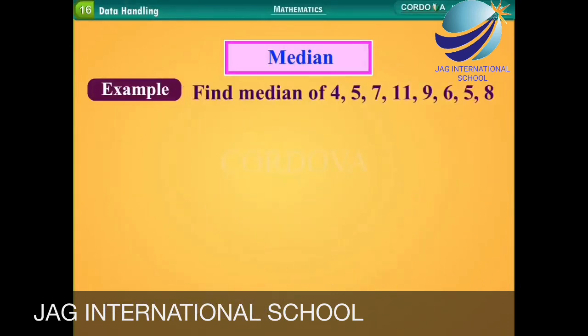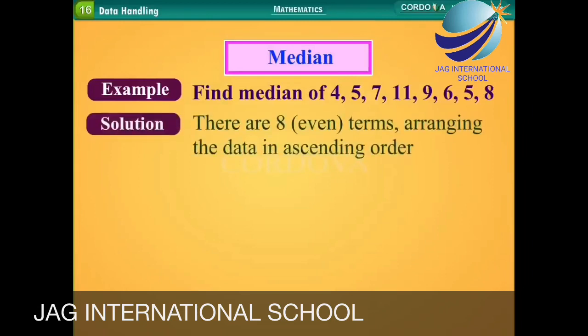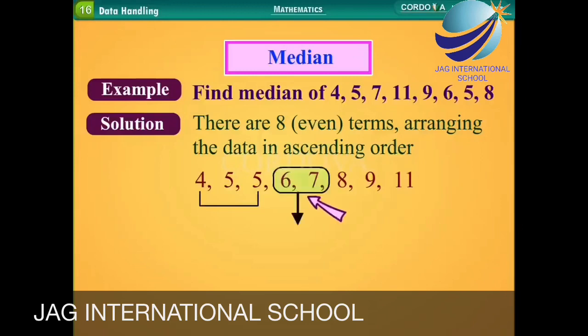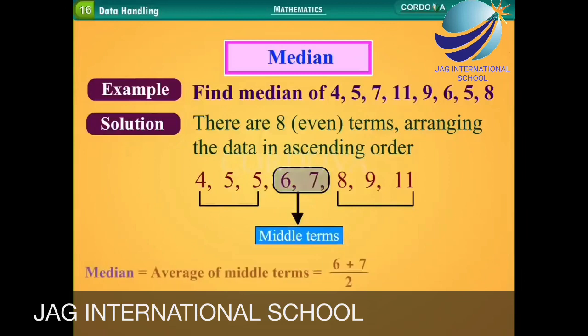Example. Find the median of 4, 5, 7, 11, 9, 6, 5, 8. Solution. There are 8 terms, which is even. Arranging the data in ascending order: 4, 5, 5, 6, 7, 8, 9, 11. The middle terms are 6 and 7. Median is the average of the middle terms, which is equal to (6 + 7)/2, which is equal to 6.5. Hence, median is 6.5.